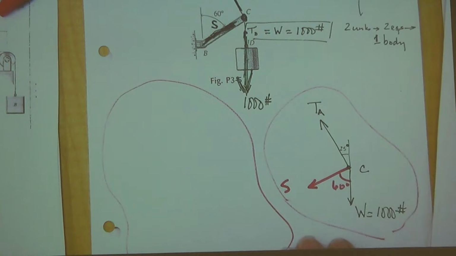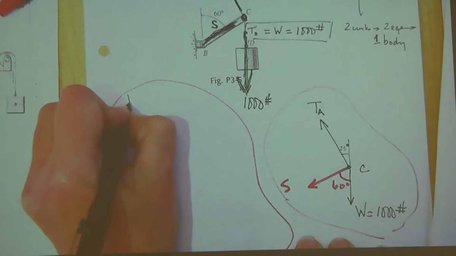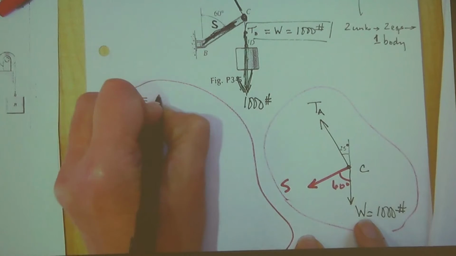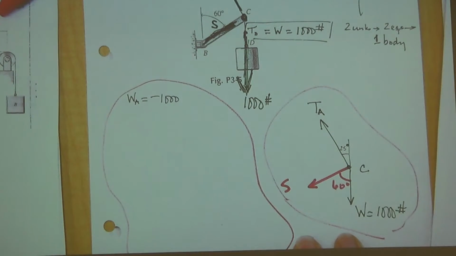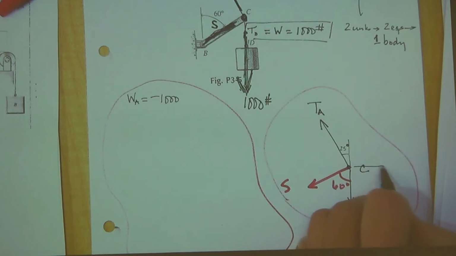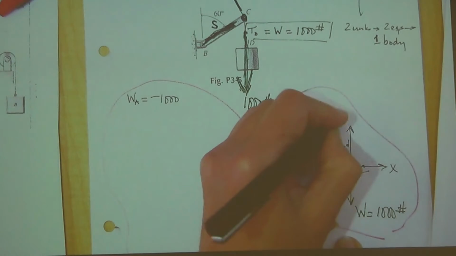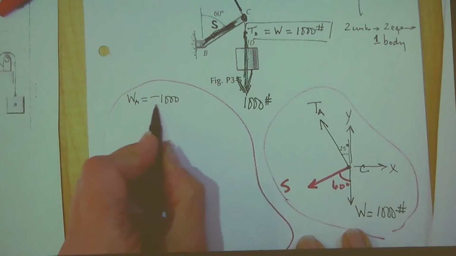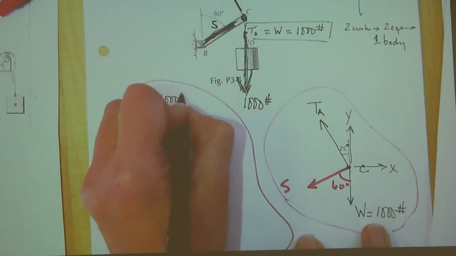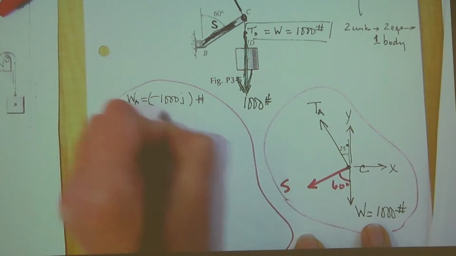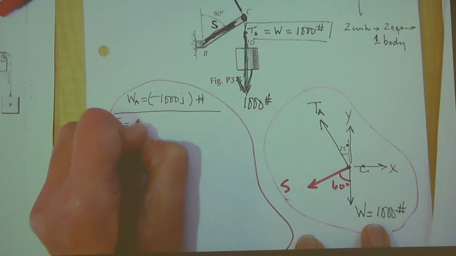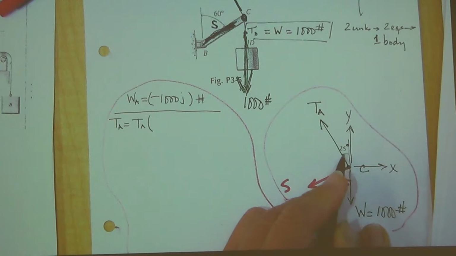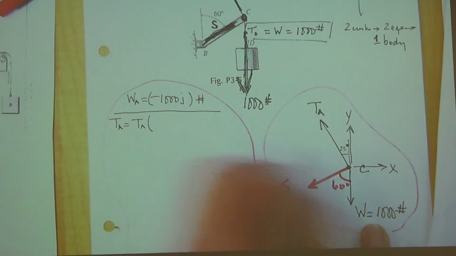So what do we have? The weight of A, we know, is negative 1,000. Oh, we didn't draw an axis. We missed something on the free body diagram, right? So let's draw X and Y. So WA is negative 1,000 J, and the units are pounds. How about TA? TA is equal to TA, because we don't have the magnitude, times, what is this?